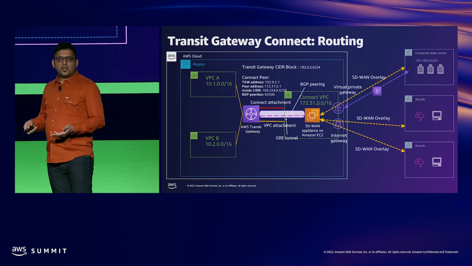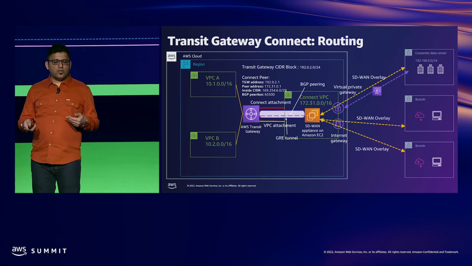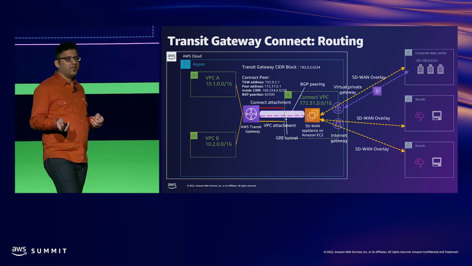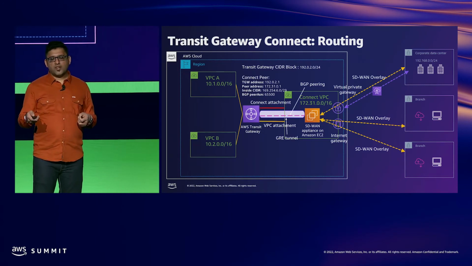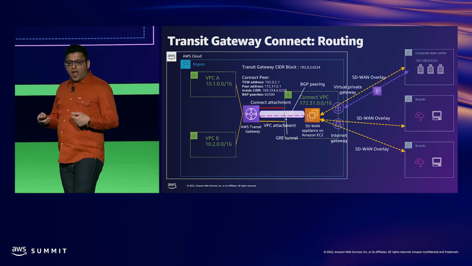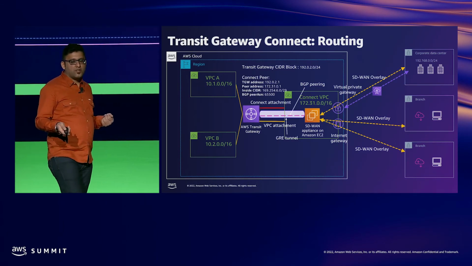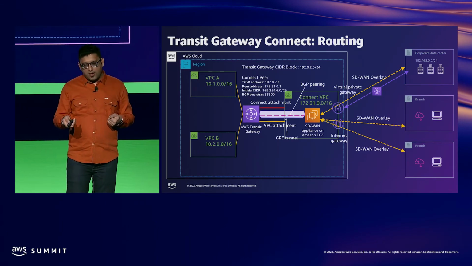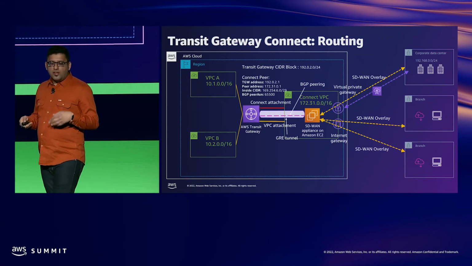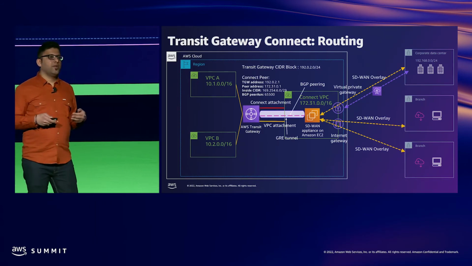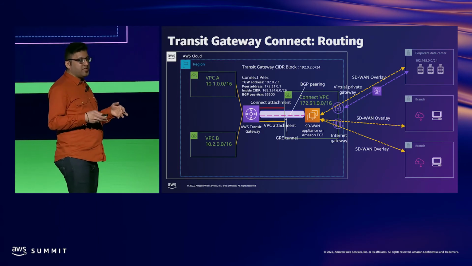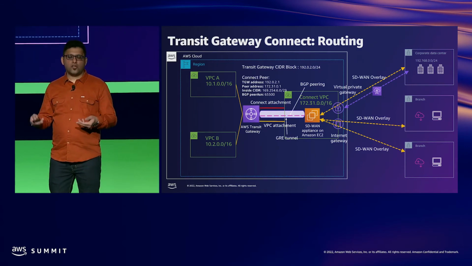As part of that connect peer configuration, you have the transit gateway address, which will be picked up from the transit gateway CIDR block, and you will have the peer address. In this case, the peer address is nothing but the address of the SD-WAN appliance within the connect VPC. And then you will have inside IP addresses that will be used to set up your BGP session that will flow on top of your GRE connection.